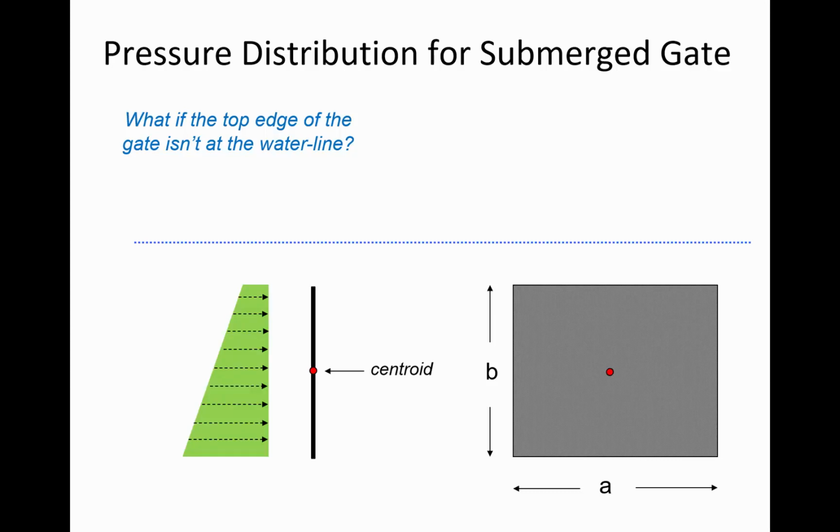But what's different is that the pressure distribution is no longer just a simple triangle. Now we have a trapezoidal distribution of pressure, where at the top edge of this gate, the pressure isn't zero because it's down below the water surface. And so it starts at some positive amount of pressure here, and then it continues linearly increasing. And so the hydrostatic force, the location of that force, it's not just as simple as saying it's 2/3 of the way down the gate.